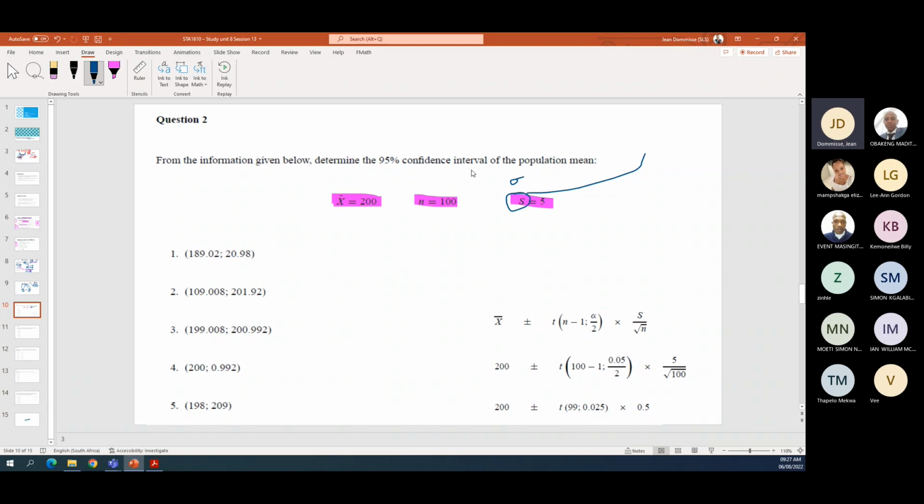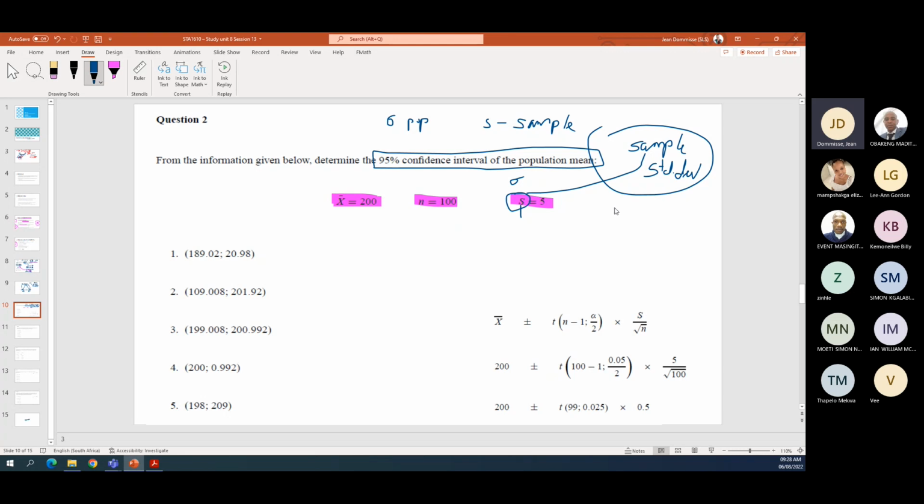Determine the 95% confidence interval of a population mean. Okay, so no mention of population standard deviation. Here we know, going back to, what was it? Study unit 1, where that was population and the S was for the sample. So given the S, we know this is a sample standard deviation. When it is sample standard deviation, population standard deviation is unknown. When it is unknown, we work with a T.